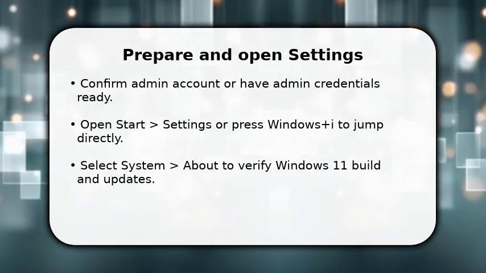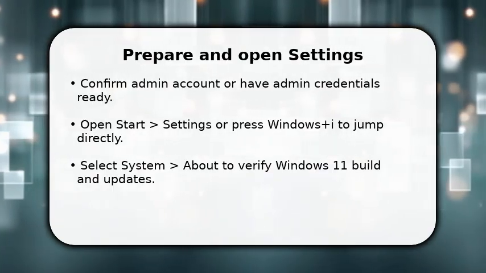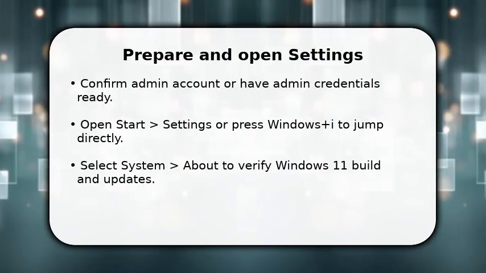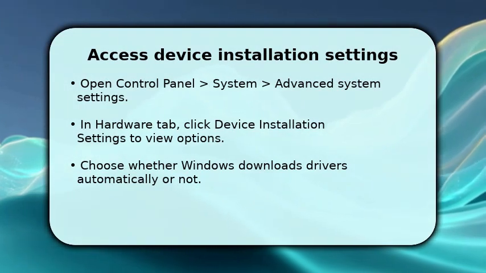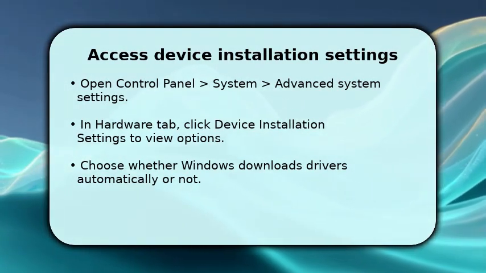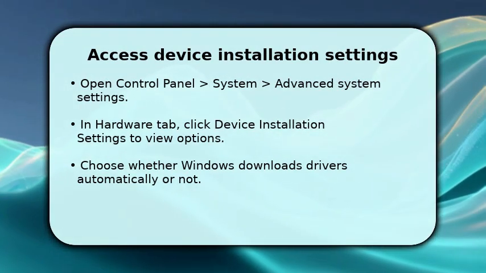Once done with prerequisites, open Control Panel and go to System, then Advanced System Settings. The Hardware tab holds the device installation settings link. Click that to reveal the two primary choices.